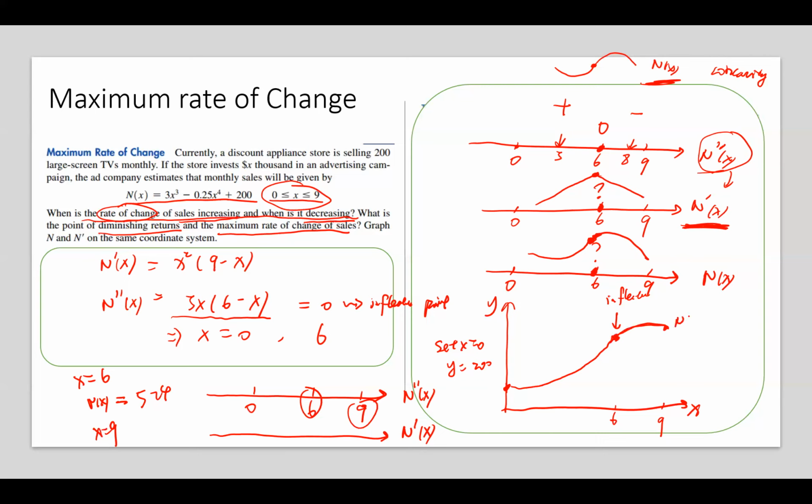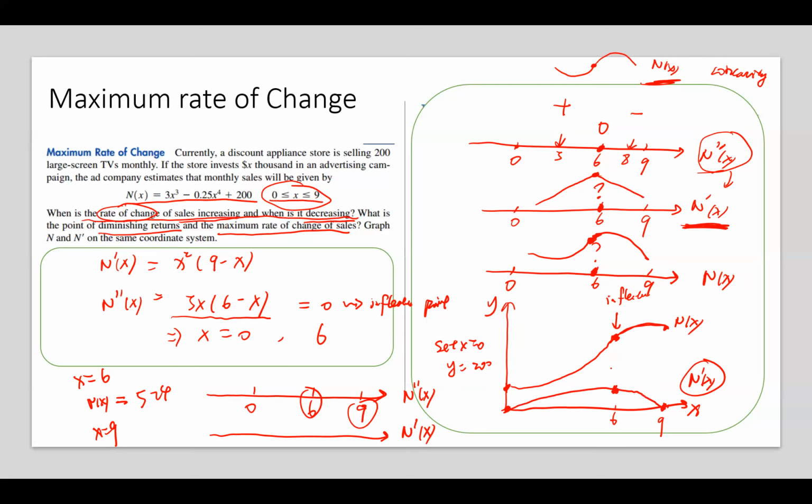So this is the curve of n of x. Now, we also want to draw the function for n prime of x. On the left, it's going to be increasing. So we can actually get the coordinates of the points for the function n prime of x. After we get the coordinates, we start from here, and it's going to be increasing and then decreasing until we reach this point, because when x equals 9, it's going to be 0.